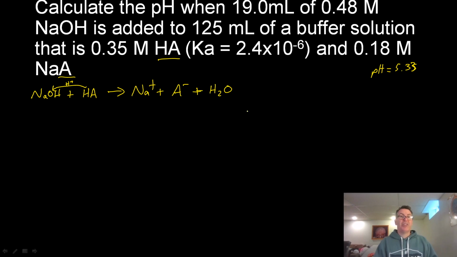All right, so there's our reaction for this. And so what are the pH players? The strong base is a pH player. The weak acid is a pH player. And one more, the conjugate base. Don't forget that conjugate base.